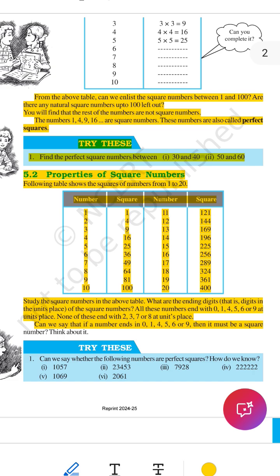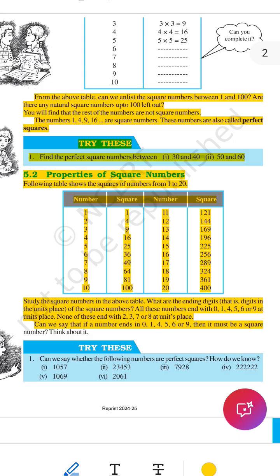4. Exercise: perfect squares between certain numbers. The question asks, perfect square numbers between 30 and 40. We look for squares around 30 and 40. 5 squared equals 25, less than 30. 6 squared equals 36, between 30 and 40. 7 squared equals 49, more than 40. So the only perfect square between 30 and 40 is 36.